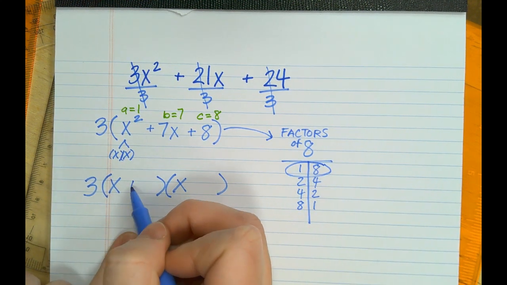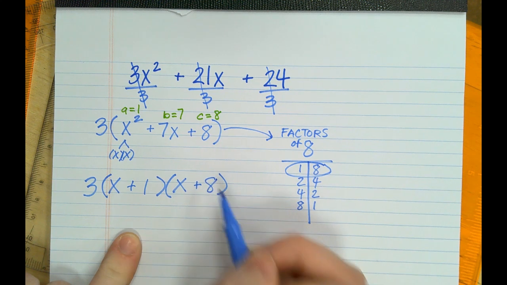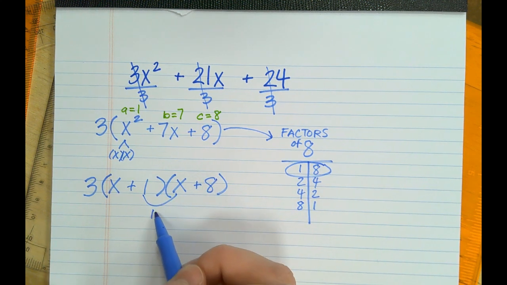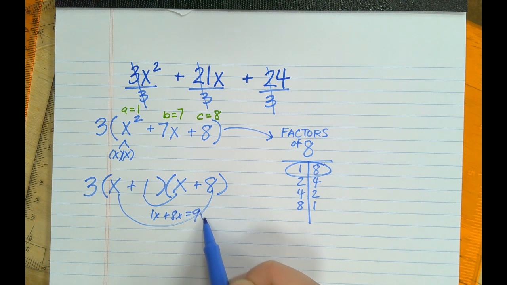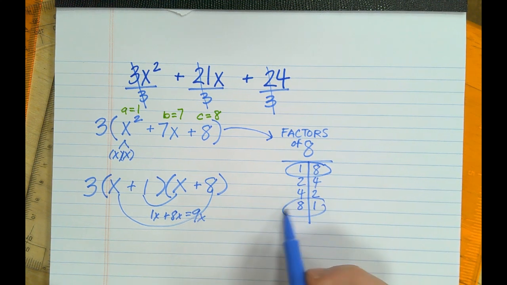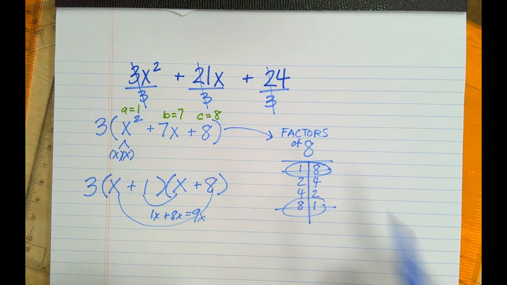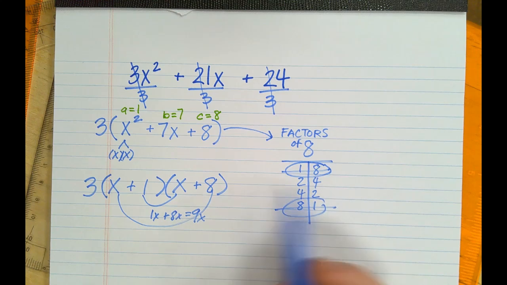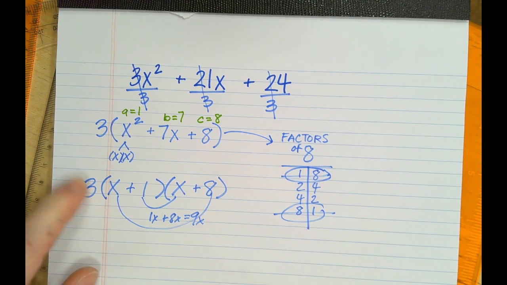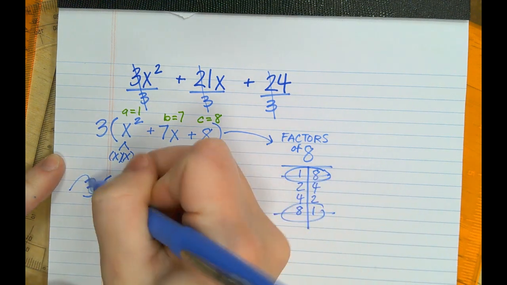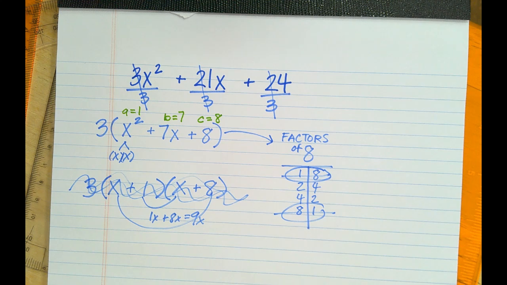If I have x plus 1 and x plus 8, that's 1x plus 8x, that's 9x. I'm going to get the same answer with this, so that won't work. And 2 plus 4 is 6. It's not going to work. So what does that mean our answer is here? Is it not factorable? We can't factor it into 2 binomials, no. But we did factor out a 3, didn't we?